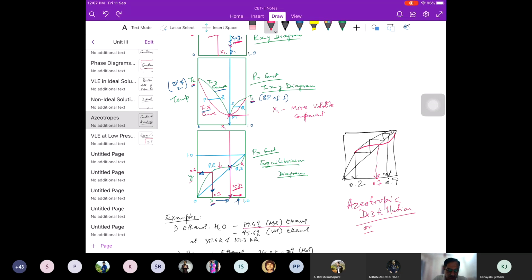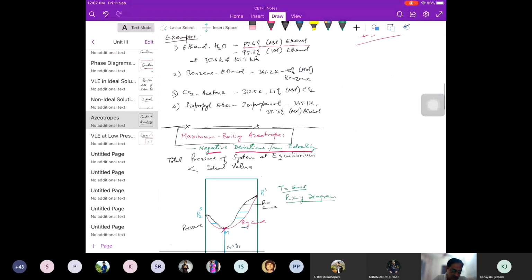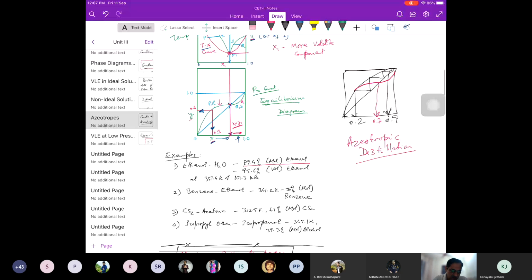Is this understood? Similarly for negative deviations, and examples are given here. If I look at ethanol water, I can get a maximum of 89.4% ethanol by distillation. If I start with 10% ethanol in water and do distillation in a big column, the maximum I can get is 89.4%. I will not get a higher concentration of ethanol than this. So if I want 99% ethanol, then I have to use azeotropic distillation.